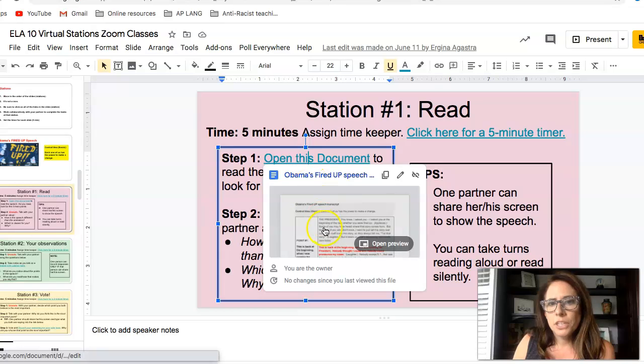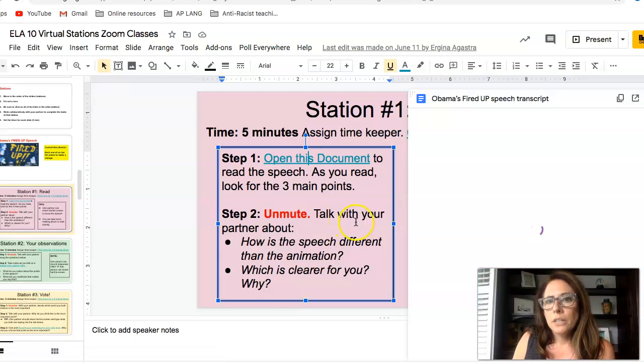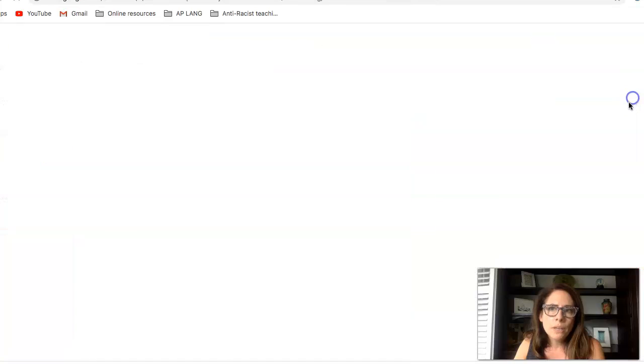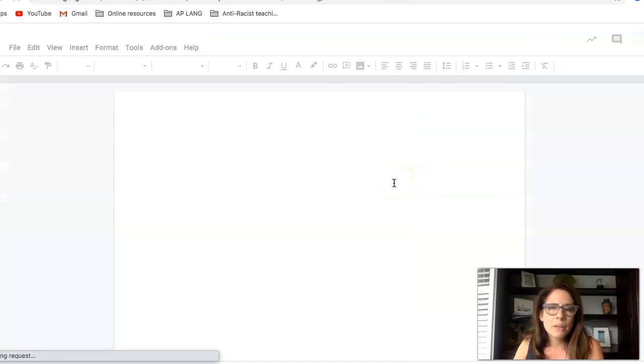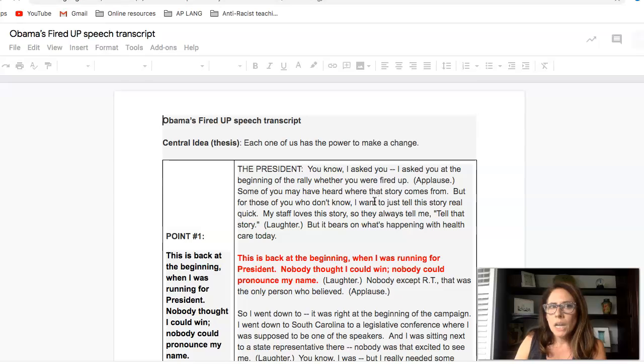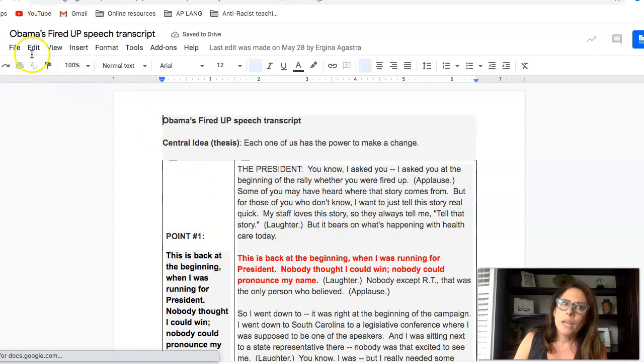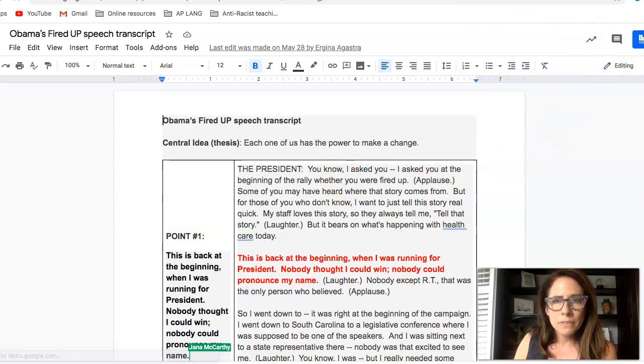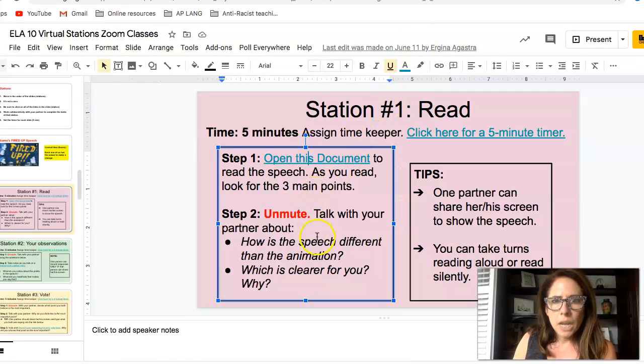This is the first station, and I provide a written transcript to the speech that they just heard. All students have to do is click on it, and it goes to a view-only copy. This is not a copy that I'm expecting students to do any work in. If it was, I would ask them to make a copy, title it with their group names, and share it with me. They'd have to find my email.